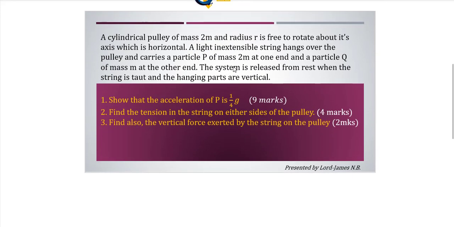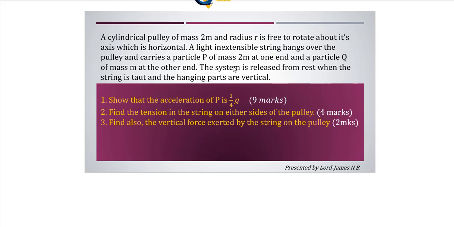The question reads: a cylindrical pulley of mass 2m and radius r is free to rotate about its axis, which is horizontal. A light inextensible string hangs over the pulley and carries a particle P of mass 2m at one end and a particle Q of mass m at the other end. The system is released from rest when the string is taut and the hanging parts are vertical.